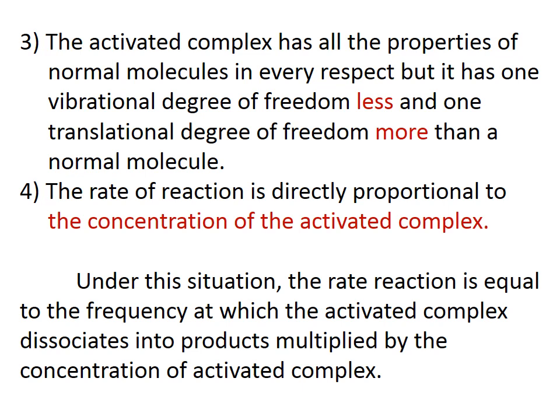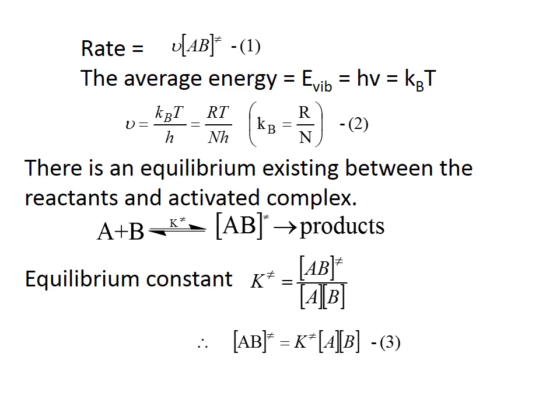Under this condition, the rate of the reaction is directly proportional to the concentration of the activated complex. This is the main point. The rate is equal to the frequency at which the activated complex dissociates into product, multiplied by the concentration of the activated complex. It is given next: R equals the frequency times the concentration of AB double dagger. Let us call this equation 1.